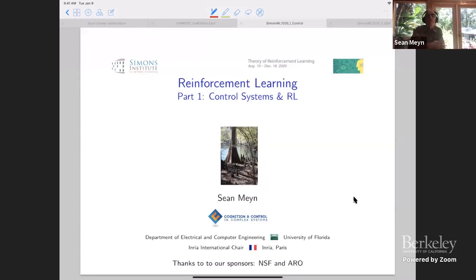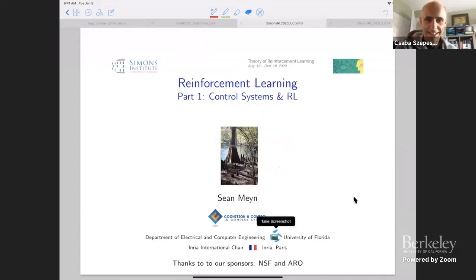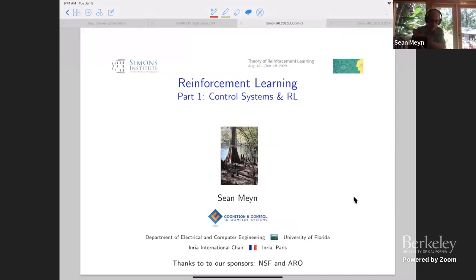Yeah, I'm Sean Meyn at the University of Florida, and this is about 45 minutes from my house. It's Manatee Springs, and that's a little manatee that you'll find swimming around in the springs in the wintertime to stay warm. And you can see here that France doesn't have any manatees, so I had to substitute something.